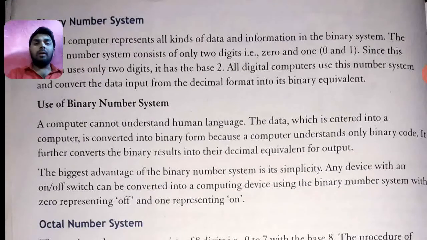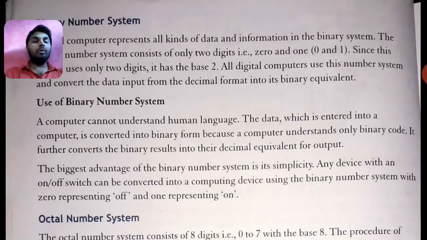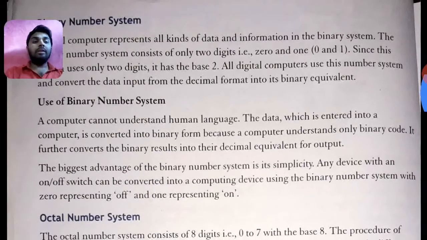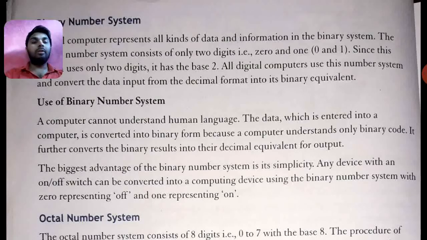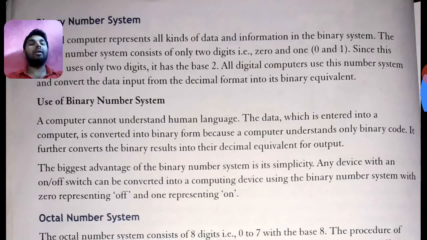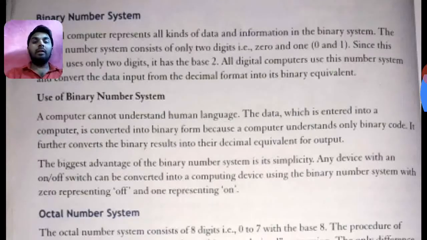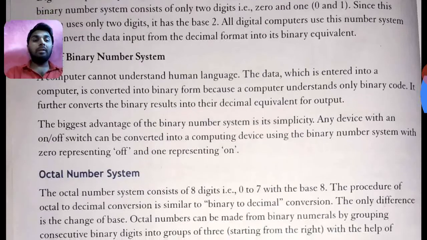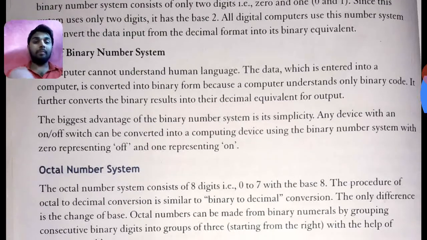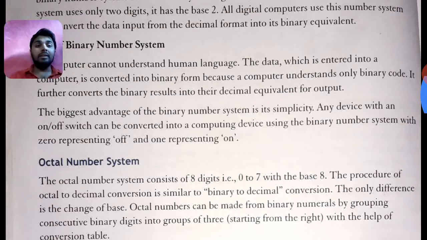Now see use of binary number system. A computer cannot understand human language. The data which is entered into a computer is converted into binary form because a computer understands only binary code. It further converts the binary result into their decimal equivalent for output. It will give you output, means it will display the result. The biggest advantage of the binary number system is its simplicity.